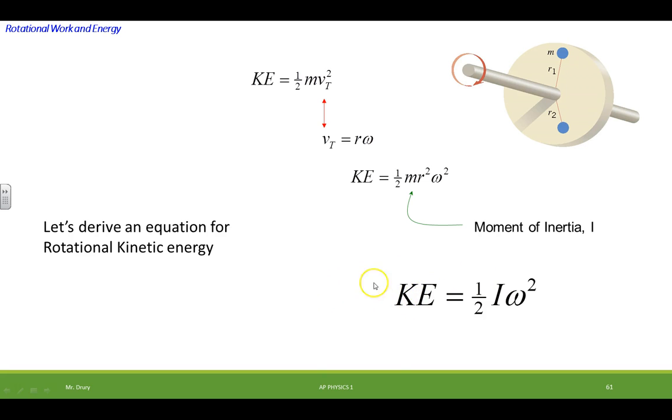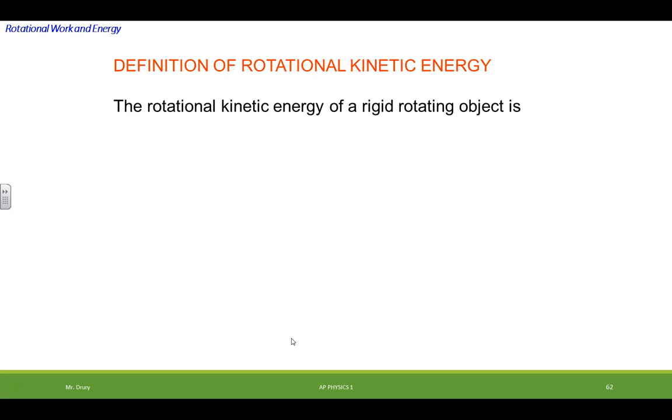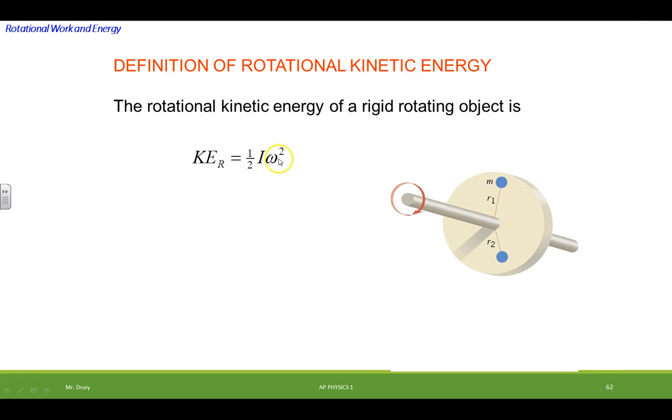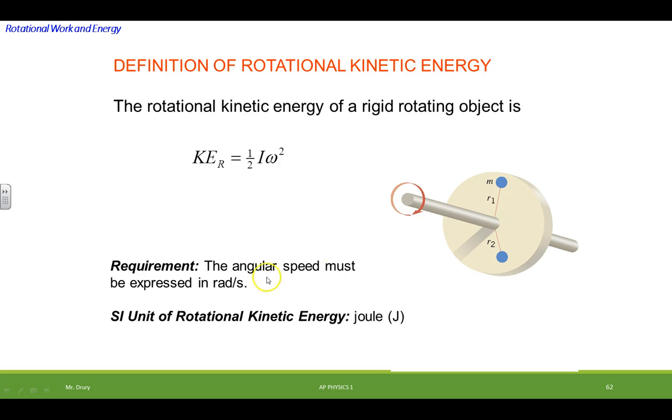So now I have the kinetic energy rotational, where not only does it depend on the mass, but how that mass is distributed, or the moment of inertia. And remember, on the test, they'll give you different moments of inertia. And it also is related to the velocity, but this time the velocity is the rotational velocity squared. And here is the same equation, but this time a little bit more formally. The rotational kinetic energy of a rigid rotating object is, as I just stated, 1/2 I omega squared. And the angular speed must be in radians per second. And once again, the energy comes out to be in joules.